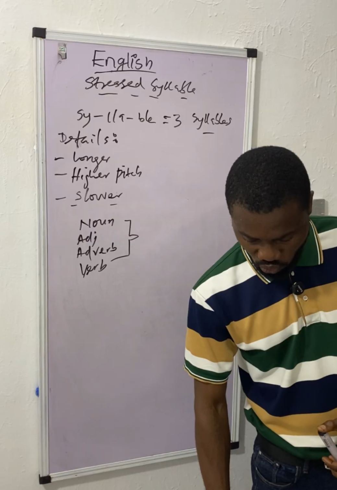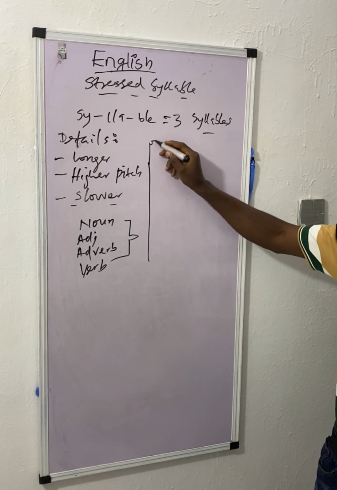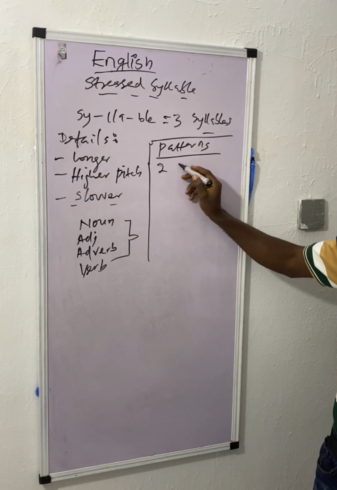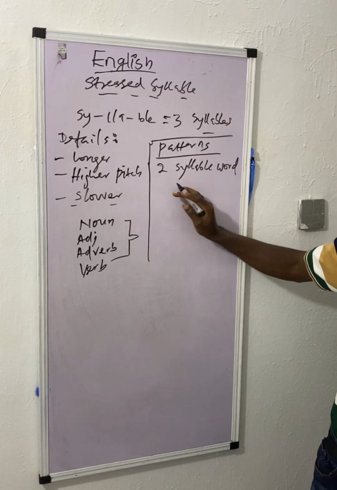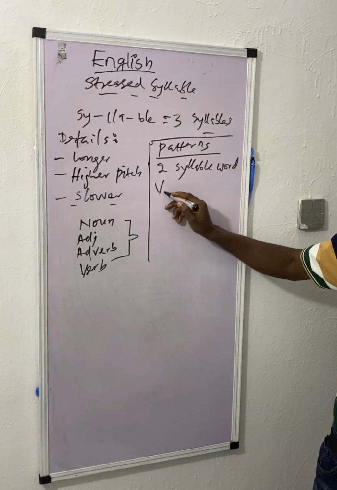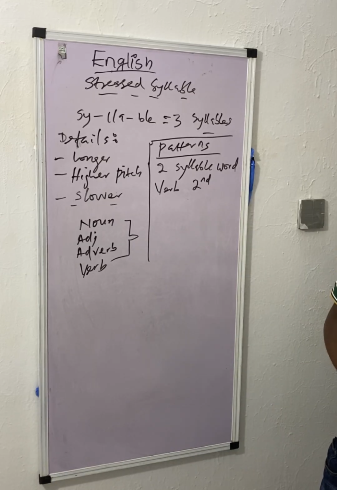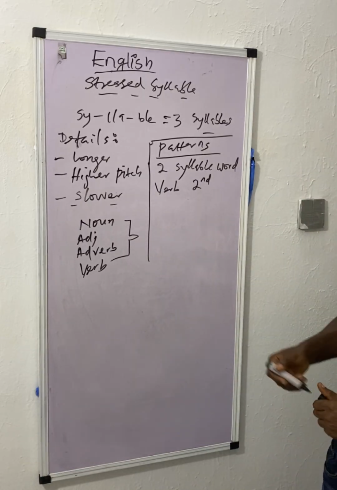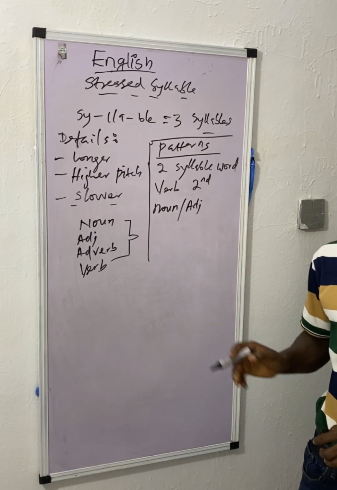All right, so let's look at common patterns. We are starting with 2 syllable words. For a 2 syllable word, if the word is a verb, you usually have the stress in the second syllable. Then if the word is a noun, you usually have it in the first syllable. Nouns and adjectives, you have it in the first syllable.